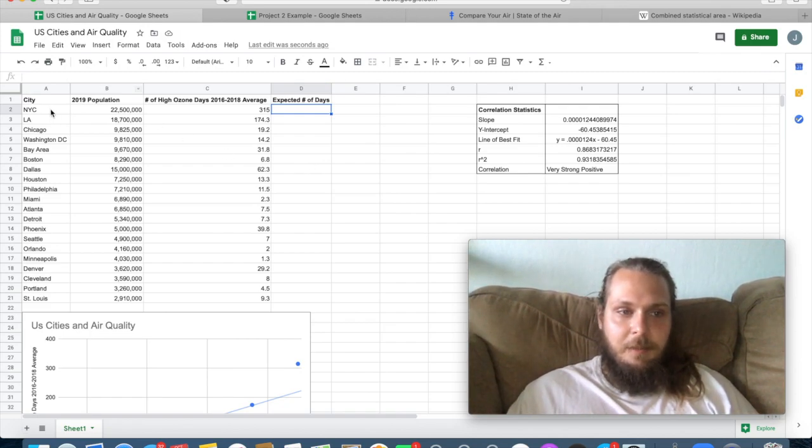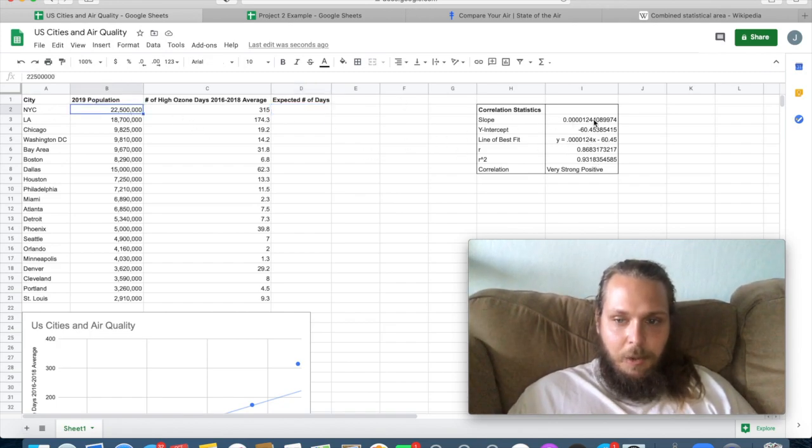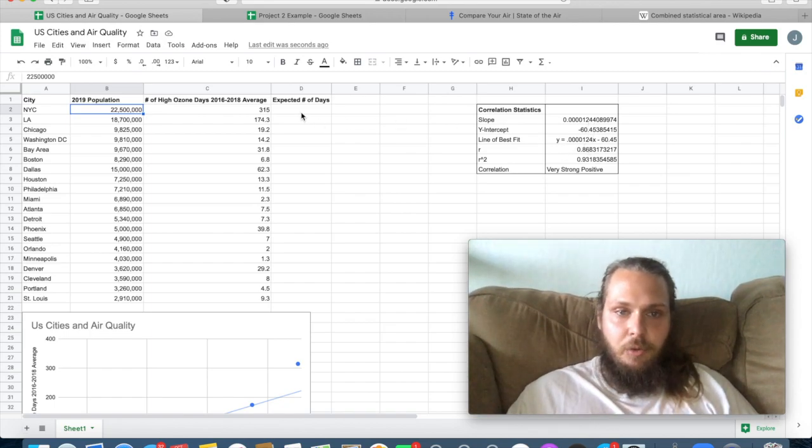If I want to figure out what's expected in New York City, all I need to do is plug x into my equation, right? Because we know that this line of best fit, y equals the small slope minus 60, tells me what's expected. So I'm going to plug this value into my equation using Google Sheets. Okay, and I'm going to do it really slowly.